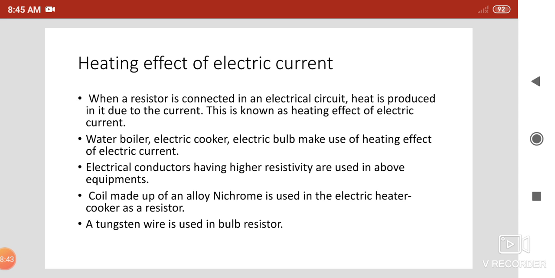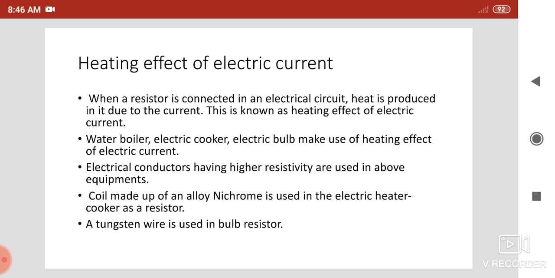So when a resistor is connected in an electric circuit, heat is produced in it due to the current. This is known as the heating effect of electric current. So water boiler, electrical cooker, and nowadays induction cookers, then electric bulb, electric iron, then fuse, or heater. These make use of the heating effect of electric current.